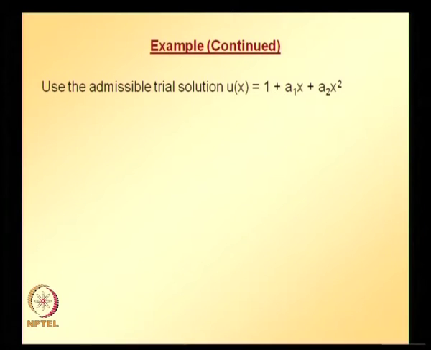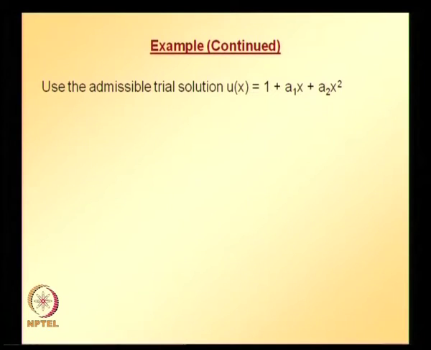So now let us go through the procedure. First we need to select a trial solution and make it admissible. To make the trial solution admissible, we need to substitute the essential boundary condition and find one of the unknown coefficients, if it is possible. So the admissible trial solution for this problem is 1 plus a1 x plus a2 x square.